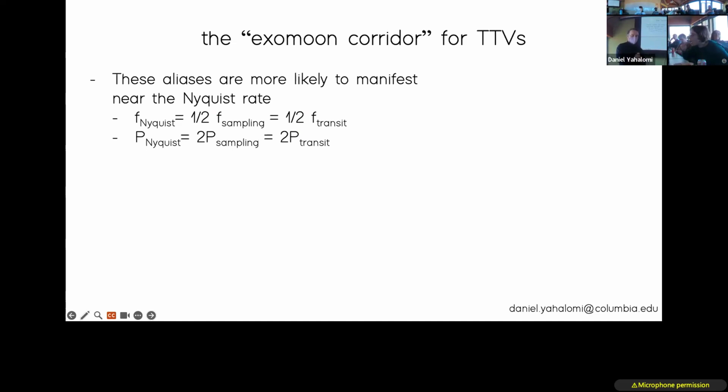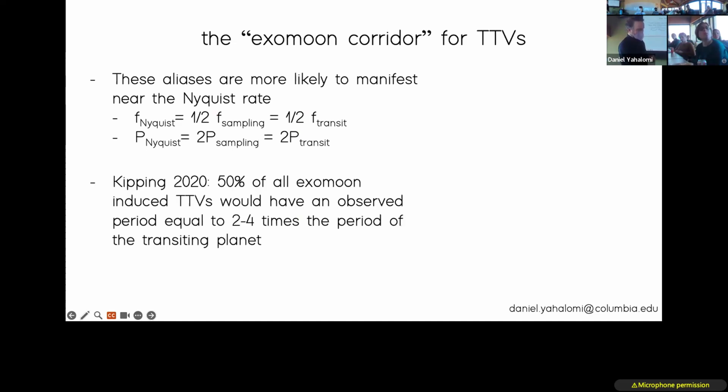You can take advantage of this aliasing effect and the fact that aliases are more likely to manifest near the Nyquist rate. So Nyquist rate is the minimum recoverable period based on the sampling rate, which is 1/2 the maximum frequency or twice the minimum period. So this is 2 times the period of the transiting planet. And in this paper in 2020, David Kipping showed that 50% of all exomoon-induced TTVs would fall between 2 to 4 times the transiting period. So this is kind of this stack up near this Nyquist rate.